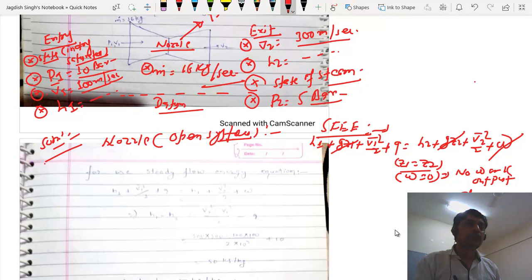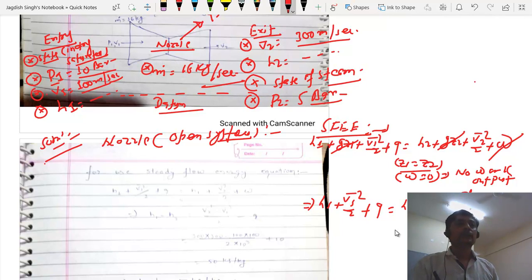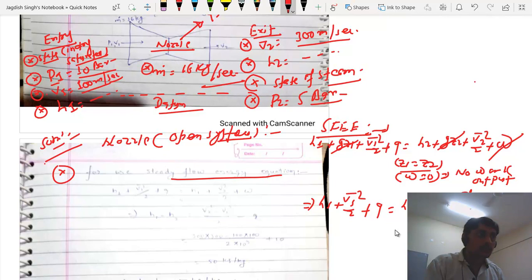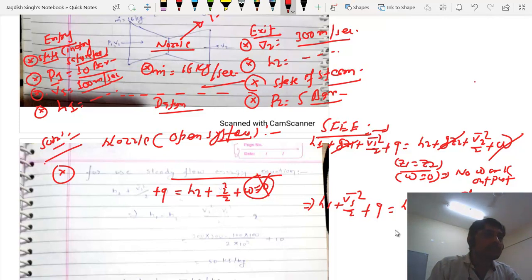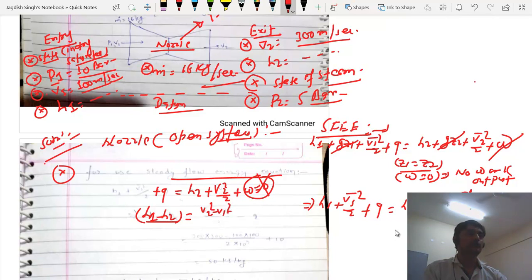So finally, what equation do we have? We have H1 plus V1 square by 2 plus Q is equal to H2 plus V2 square by 2. Right? This equation is written here. Here W is given in the general equation, but we know that W is 0, so this term will be cancelled out. So finally, what we have? H1 minus H2 is equal to V2 square minus V1 square by 2 minus Q. This equation is written here, right?